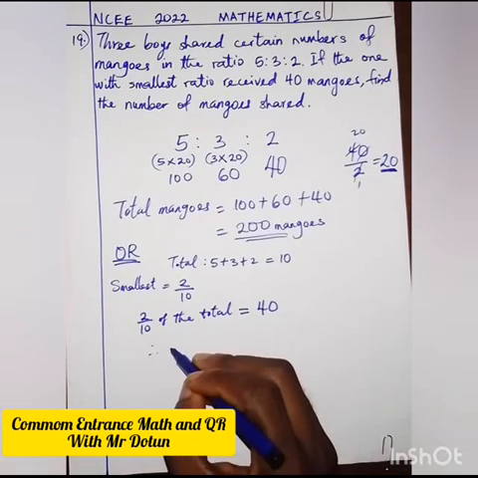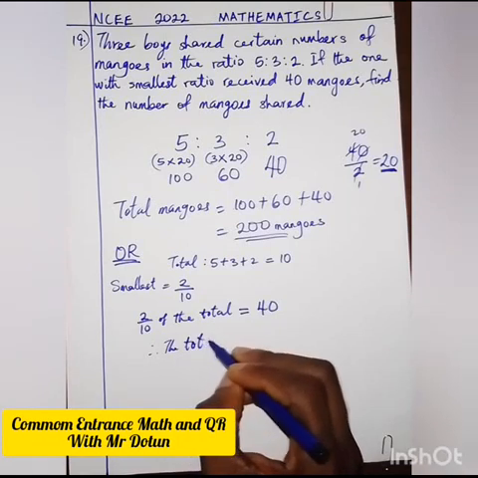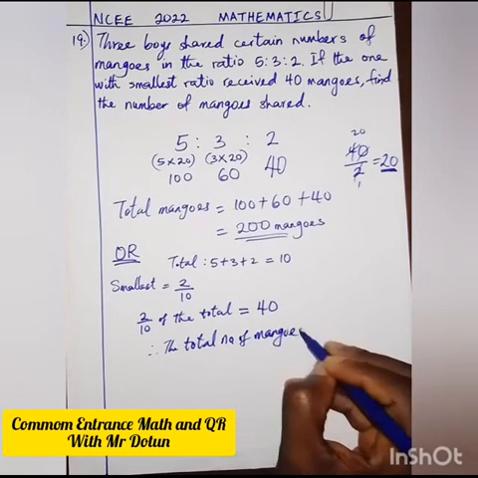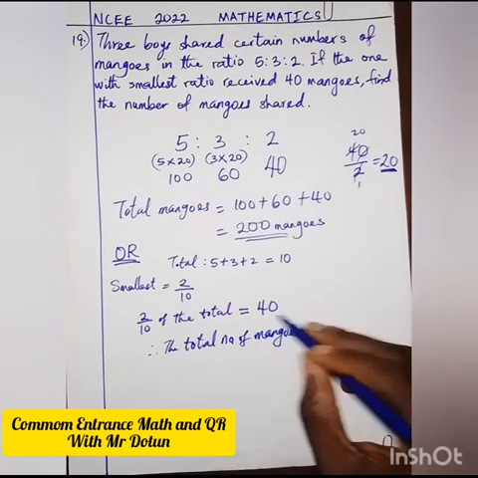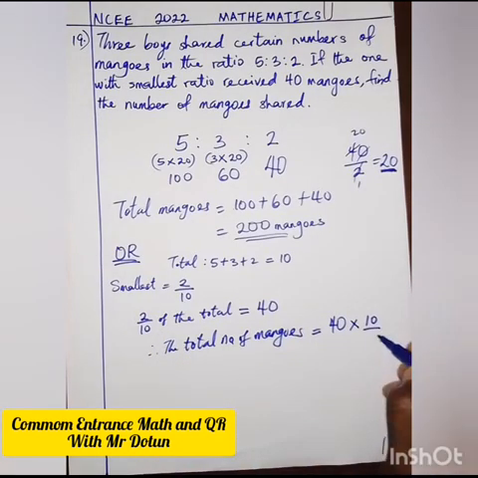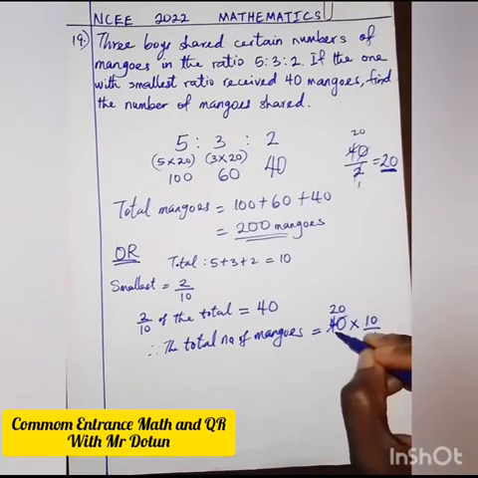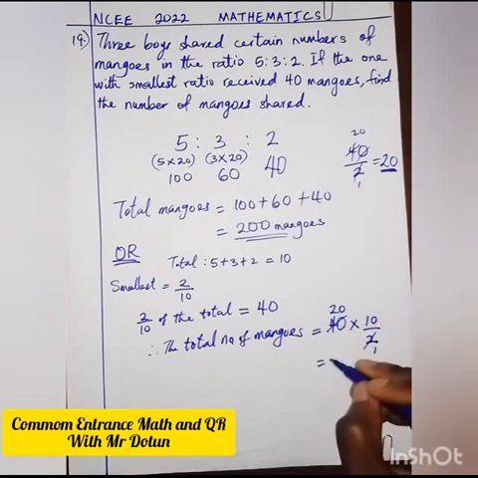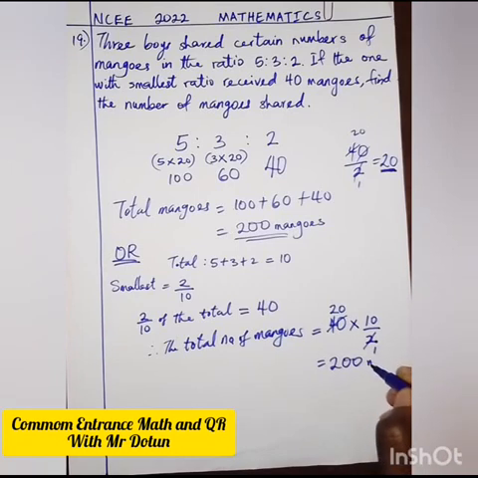So therefore, the total number of mangoes will be equal to 40 times the inverse of this. You just flip it, and it becomes 10 over 2. 2 in 40 is 20: 2 in 4 is 2, 2 in 0 is 0. So you have 20 times 10, which will give you 200 mangoes.